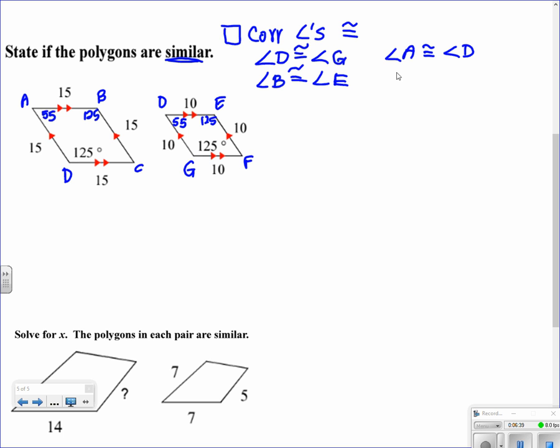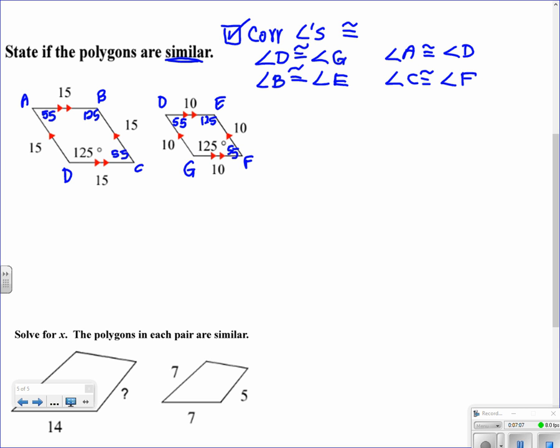And lastly, I'm going to use angle C. Angle C corresponds to angle F right here. Now, if this is 55, these are opposite angles, they should be congruent. So this is 55, this is 55. And yes, they are congruent because they're both 55. So first condition, yes, corresponding angles are congruent.